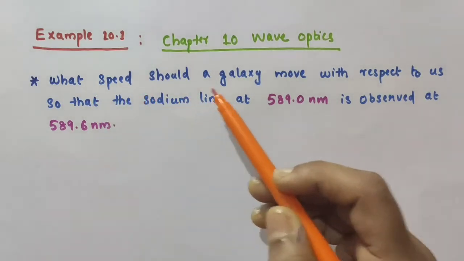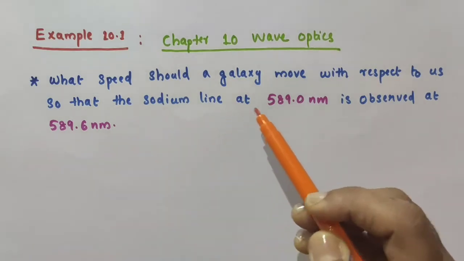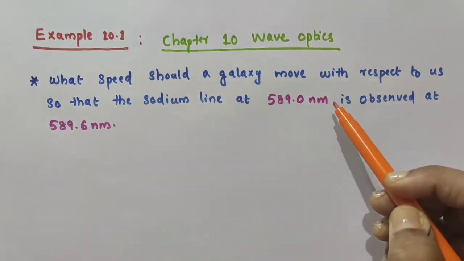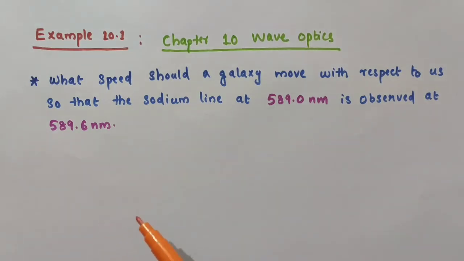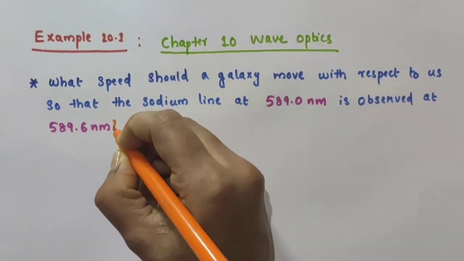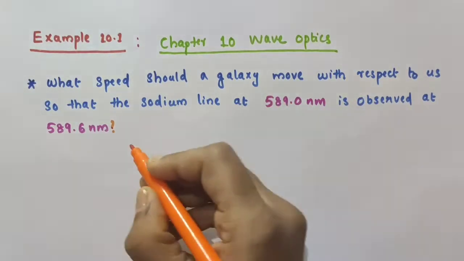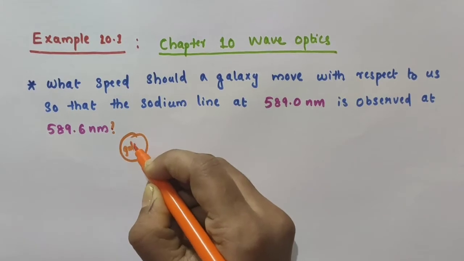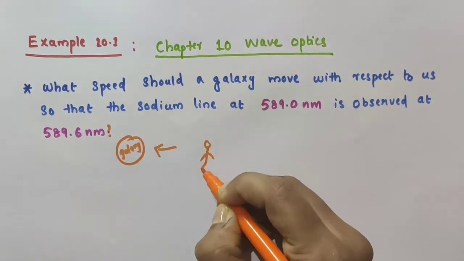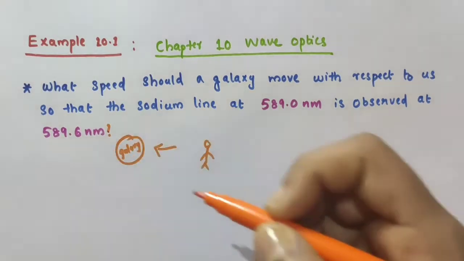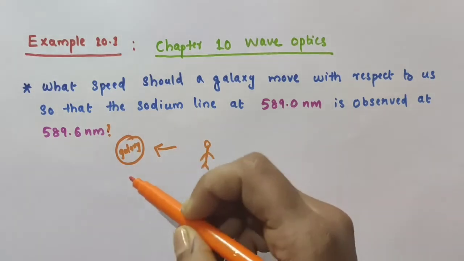What speed should a galaxy move with respect to us so that the sodium line at 589.0 nanometer is observed at 589.6 nanometer? That is, consider a galaxy which is moving away from us. Just imagine this as a galaxy. An observer is here. This galaxy is moving away from us, and the light is coming from the galaxy.